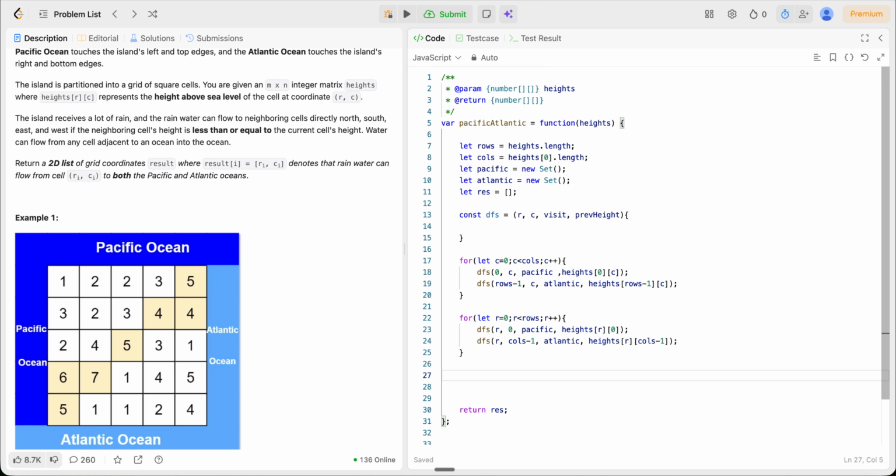Once this is done, what we have to do is iterate over all the rows and columns.